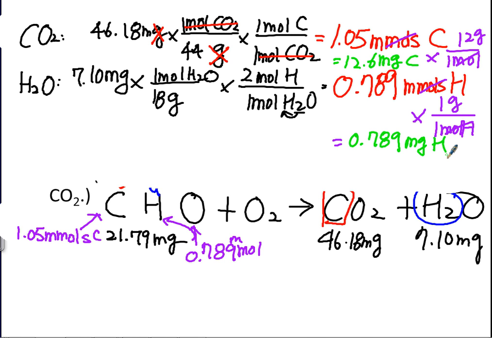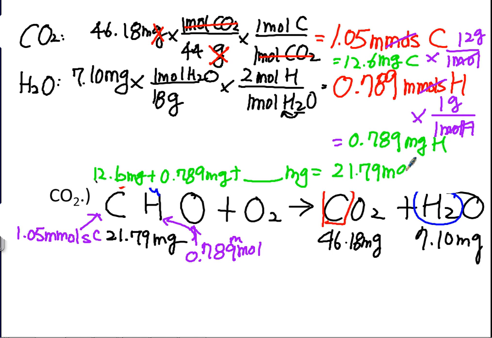So, when I add carbon, 12.16 milligrams, plus hydrogen, 0.789 milligrams, plus some amount of oxygen in milligrams, I should get what? 21.79 milligrams, the total. So when you do the math, how many milligrams of oxygen do you have? 8.4 milligrams of oxygen.